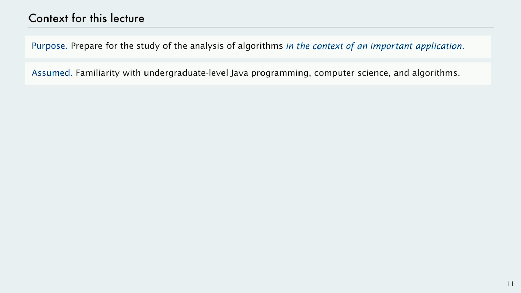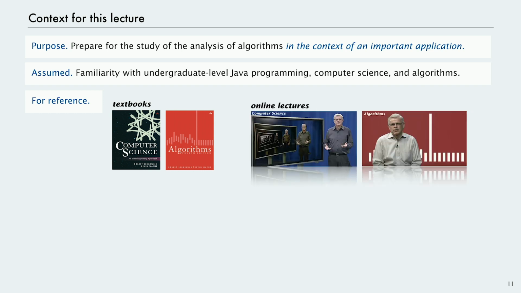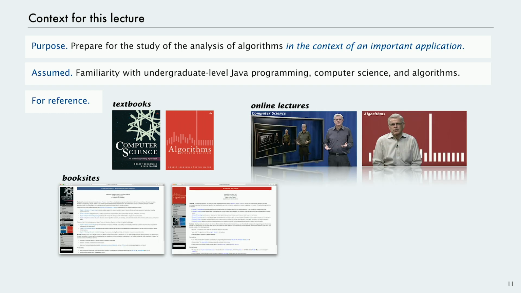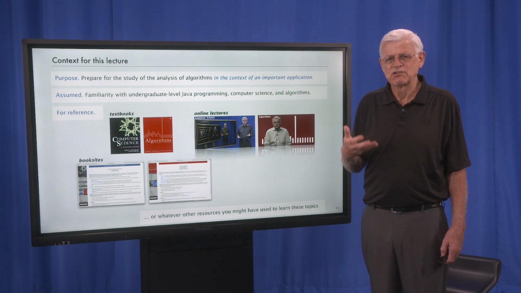We're going to assume that you have familiarity with undergraduate programming, computer science, and algorithms. For reference, you can use our online materials in these areas. We have textbooks joint with Kevin Wayne on computer science and Java programming and on algorithms. There are online lectures on these topics available in MOOCs. We have online content that we call book sites that provide lots of background. So during the course, if you need to look up something, these resources are definitely available. Or you can make use of whatever other resources you might have used to learn these topics.